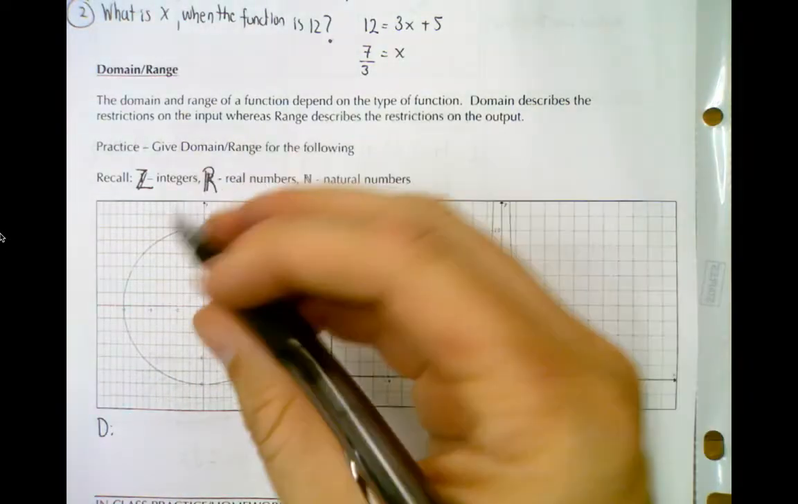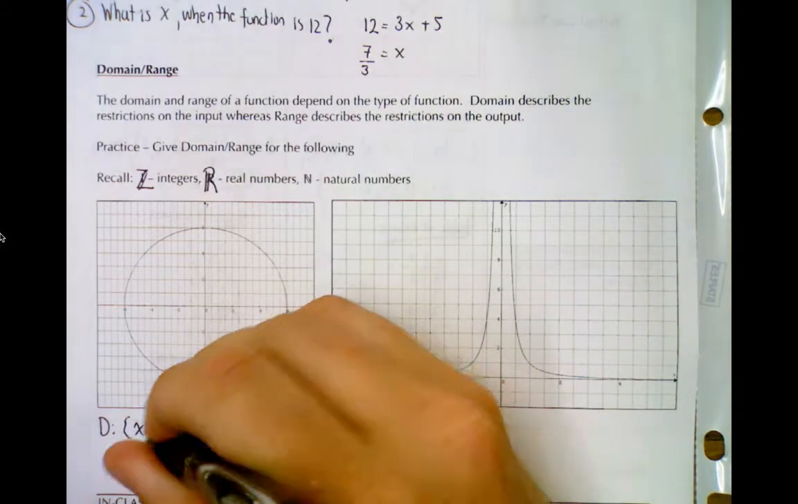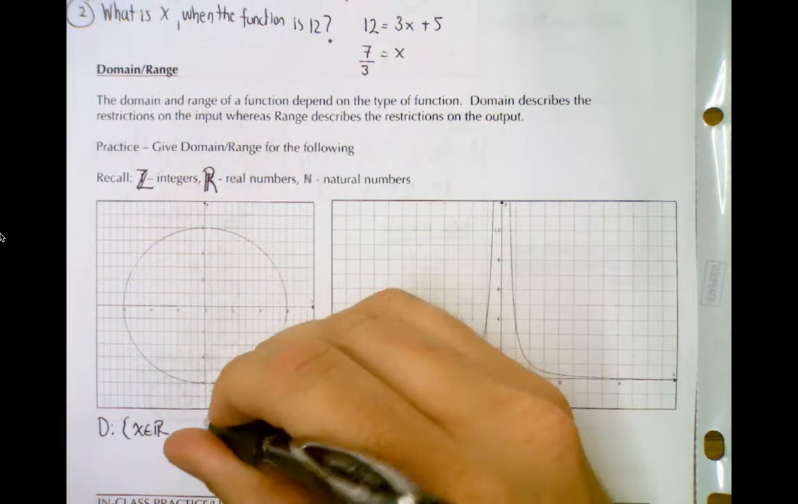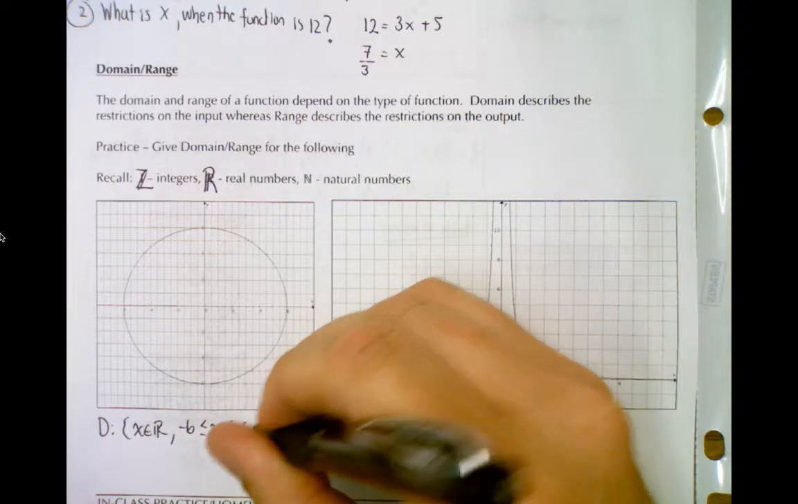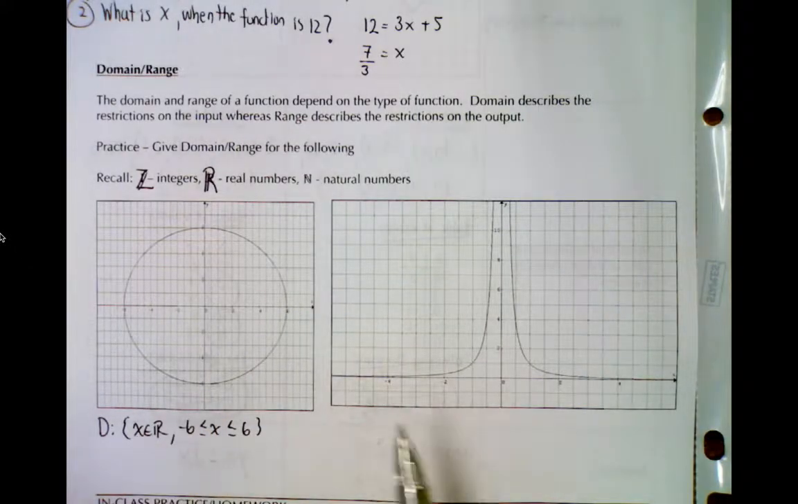So our domain, which describes x's, would be x belongs to real, because we're in the real number set, such that x is greater than or equal to -6, less than or equal to 6, because we're between -6 and 6. And notice we used x.